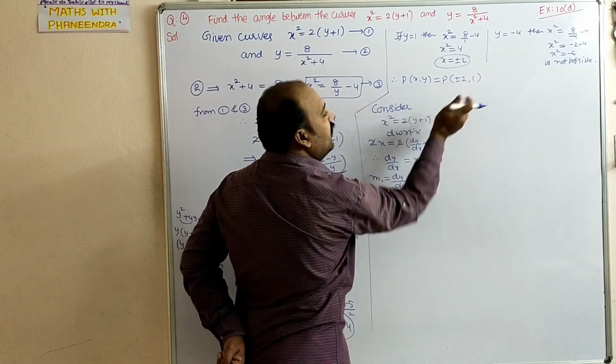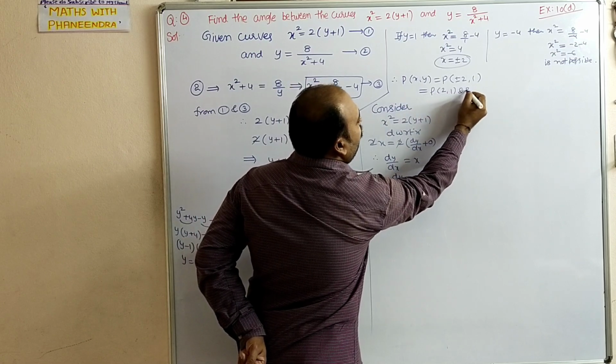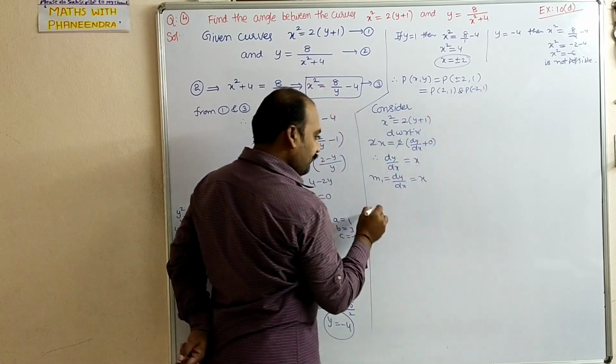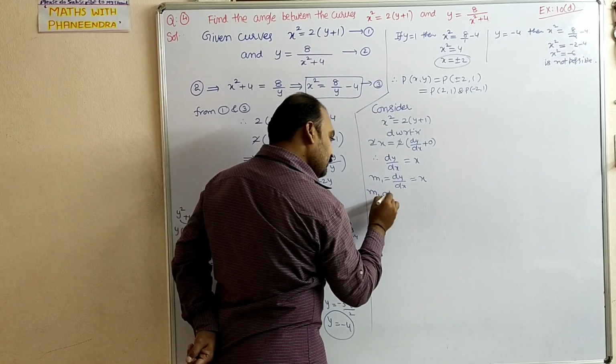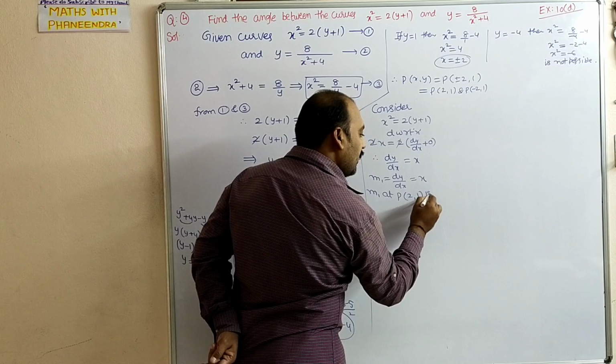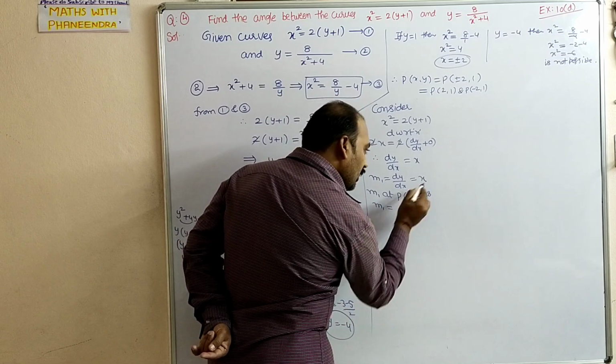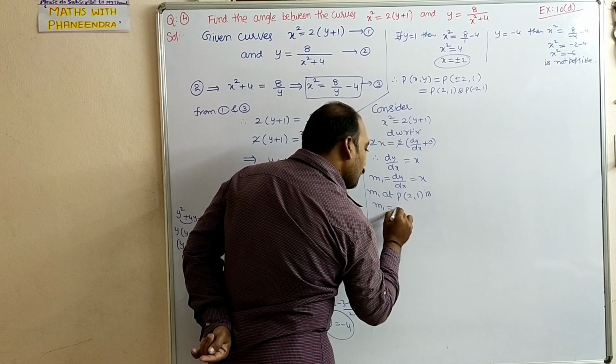First we take (2, 1). Two points are there here, P(2, 1) and P(-2, 1). So m1 at P(2, 1) is, in place of x substitute 2.